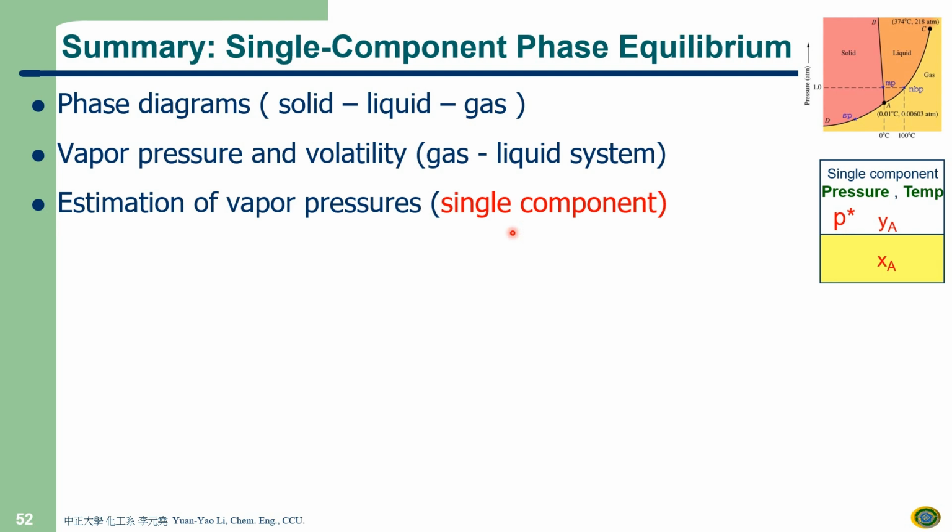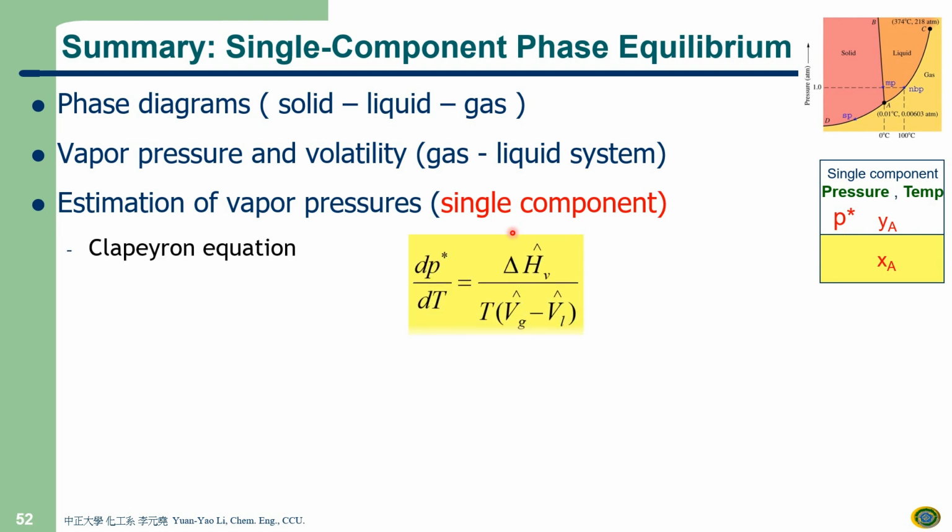Because in section 6.3, we are going to learn multi-components. But anyway, for a single component, first of all, we learned what is called the Clapeyron equation.